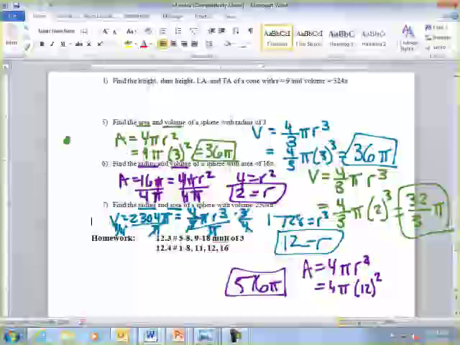Questions? Your homework is both section 3 and 4.